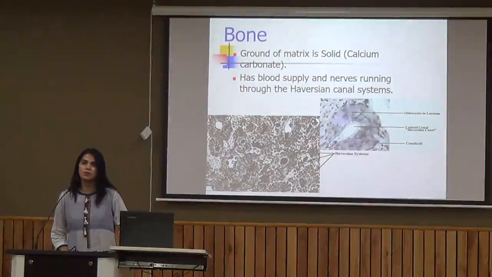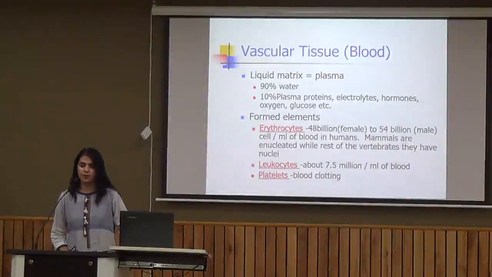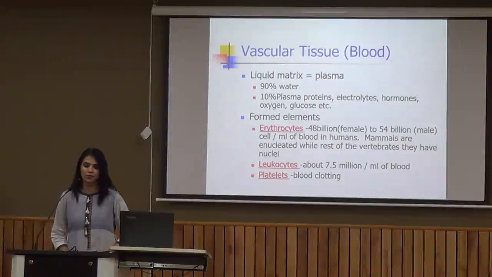It is present throughout the body. Now we are having the next connective tissue, that is blood. In case of blood, we are having a liquid matrix which is known as plasma, which consists of 90% water and 10% protein, hormone, electrolyte, etc.